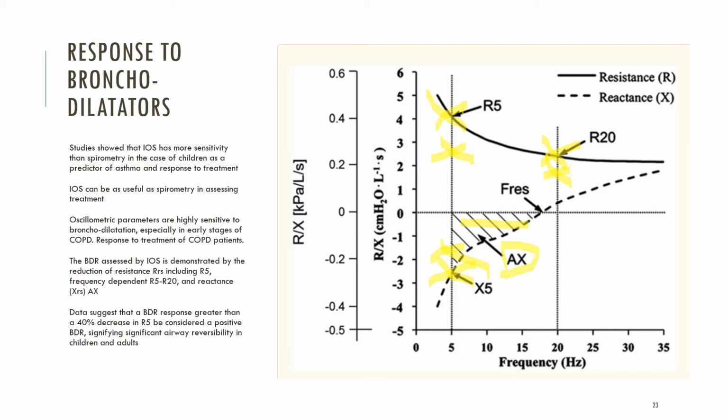So you do a pre and post bronchodilator study, but instead of looking at FEV1s, you're going to be looking at R5s and R20s and X5s and AXs. And the sensitivity of this test is much better. Also, patients can be more compliant about doing it, with the elderly population as well as the children. So this is a great test.